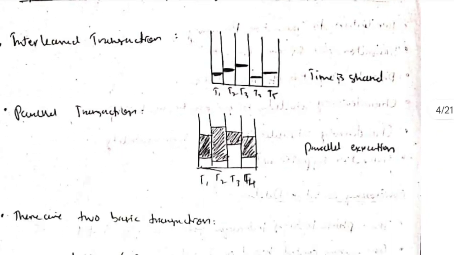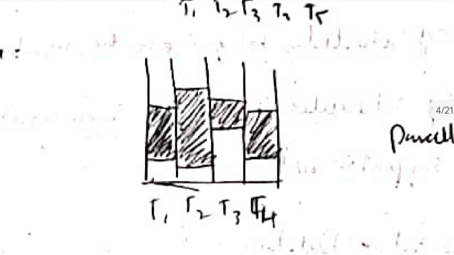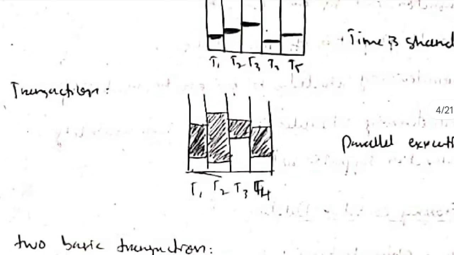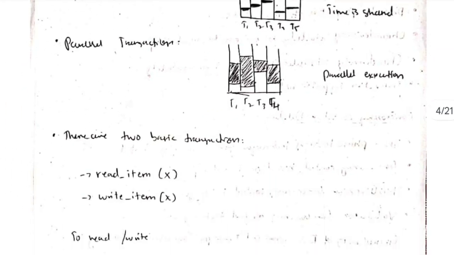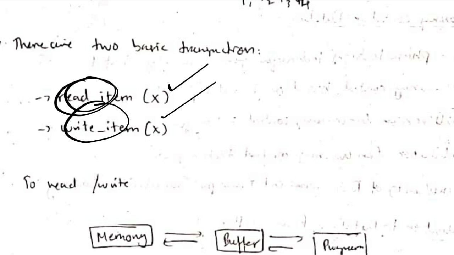The second one is the parallel transaction, in which parallel execution happens. T1 is executing in this time, and in the same time T2 is also executing, as well as T3 and T4. That is known as parallel transactions. There are two basic operations which we all do, read item and write item. In this module we will be studying the rules to perform the read operation and when it can be performed, and what the violations are for both of these.